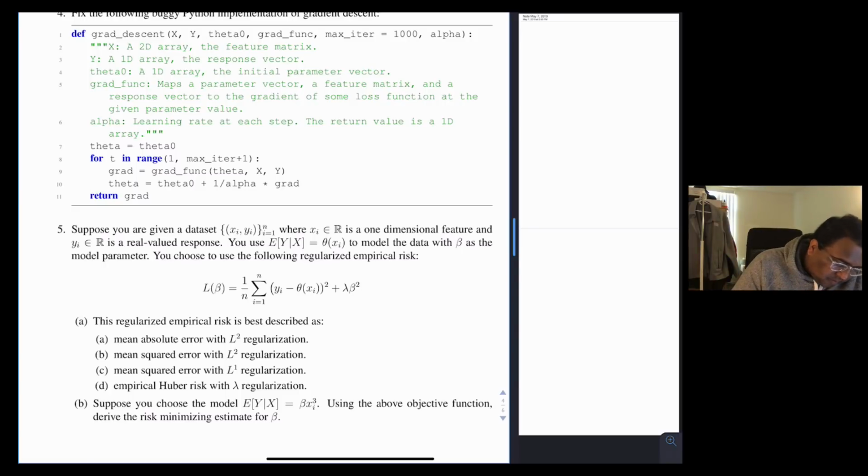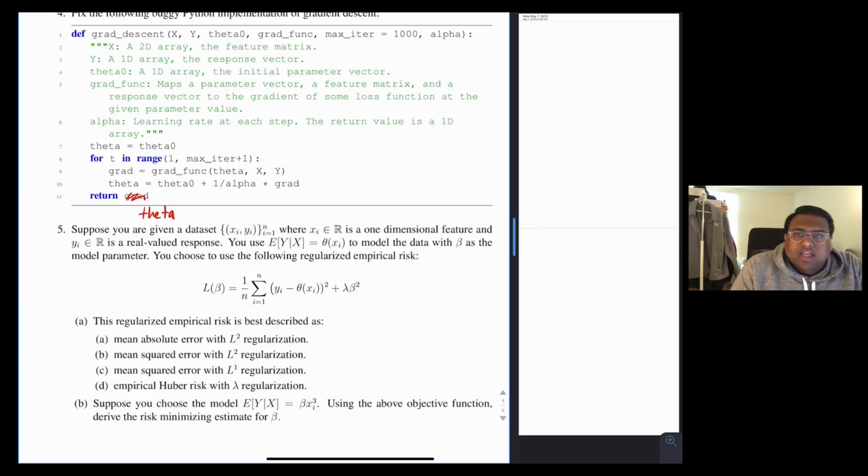So the first one is what we're returning. This implementation returns the gradient, but we don't really care about the gradient itself. The gradient is just a tool to help us find the theta that minimizes the loss function. What we really care about is the theta. Okay, so that's one mistake.